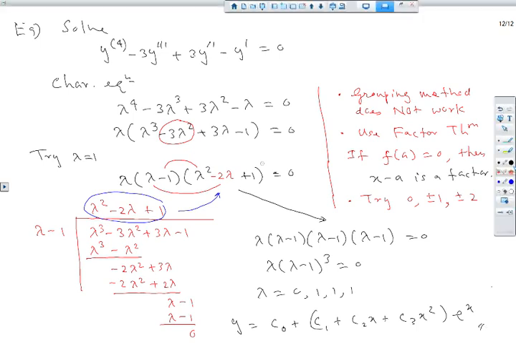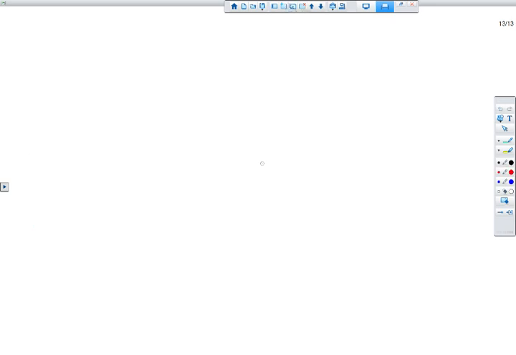Let's do the last problem. So this is the last one. I want to show you a different type of problem, so it should be easy for you. Let's say solve y to the 4th power minus 4y to the 3rd power plus 8y to the 2nd power minus 8y prime plus 4y equals 0.